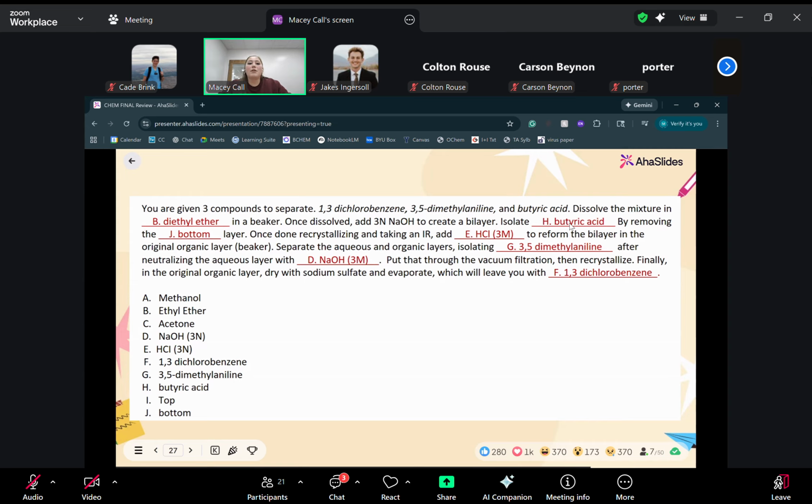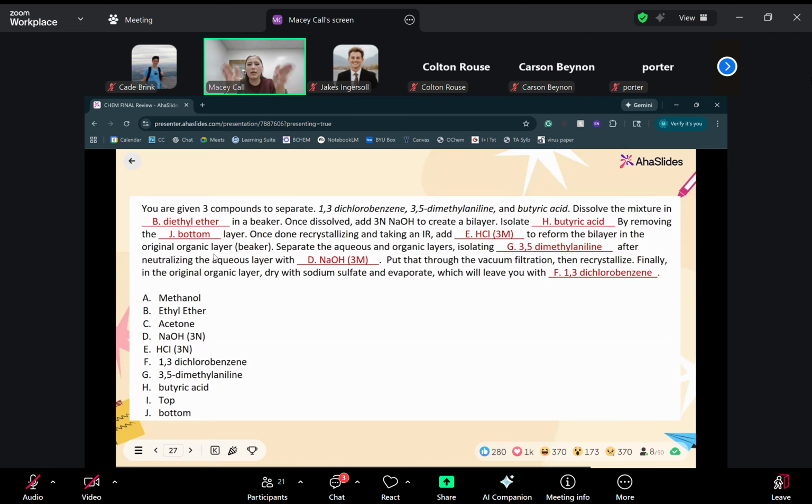And so then by removing the blank layer, I'm going to remove the bottom layer because that's my aqueous layer, and diethyl ether is less dense than water. So my organic layer is on top and my aqueous layer is on bottom. So that gives us 3 blanks. I'm going to isolate my acid, and it's going to be in the bottom layer because I'm using diethyl ether, which is less dense than water. Once I've recrystallized that, I'm going to take an IR and I'm going to add blank to reform the bilayer in my original organic layer.